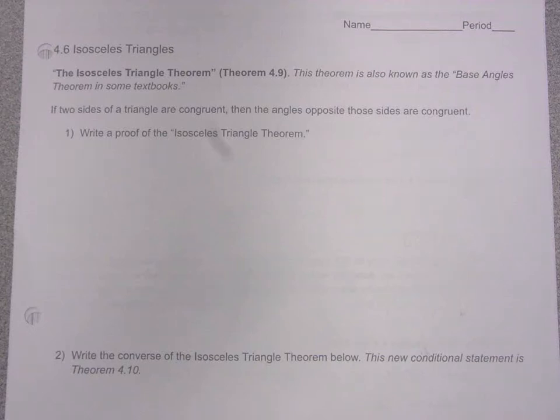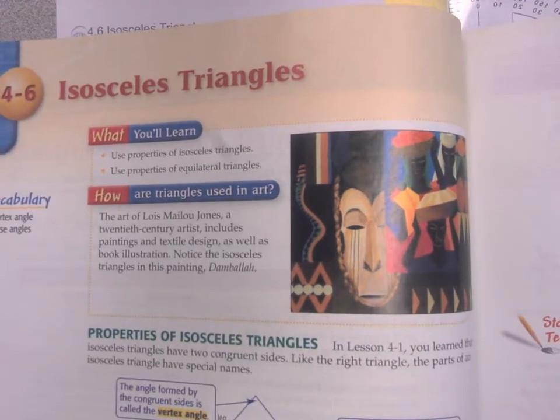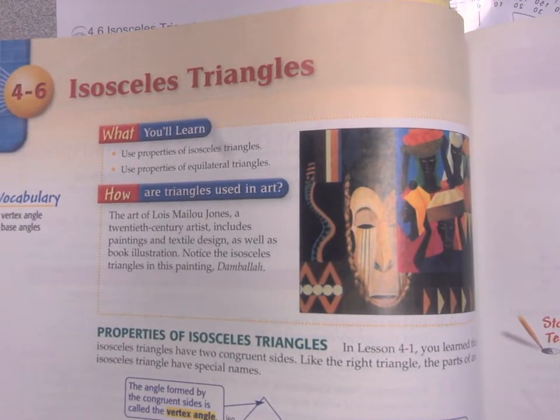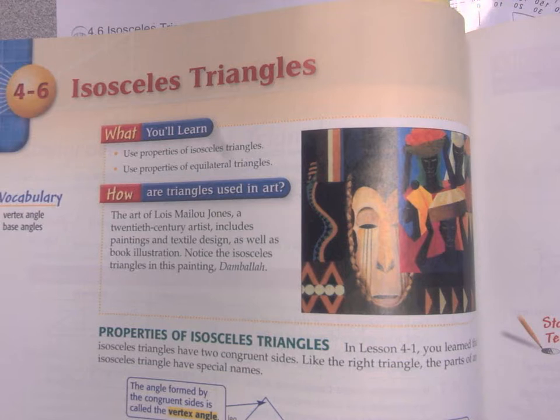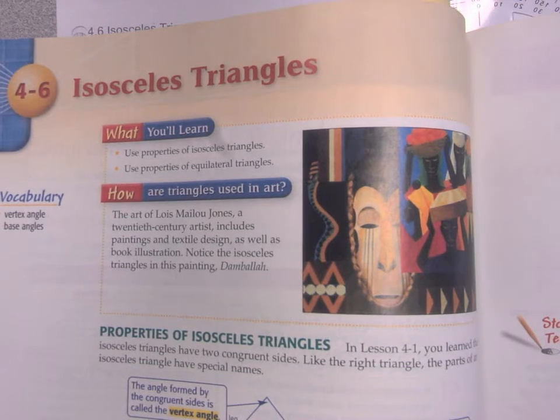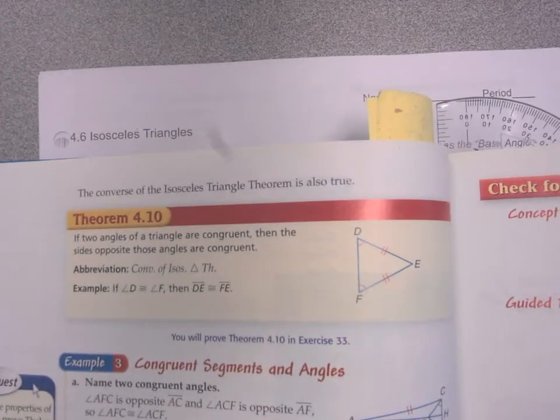Hey, welcome back. We are working on this assignment right here, isosceles triangles. This corresponds with section 4.6 in your textbook. If I didn't already mention that, this section starts on page 216, and the theorems that we've been talking about are on the bottom of 216, and then 218 here.